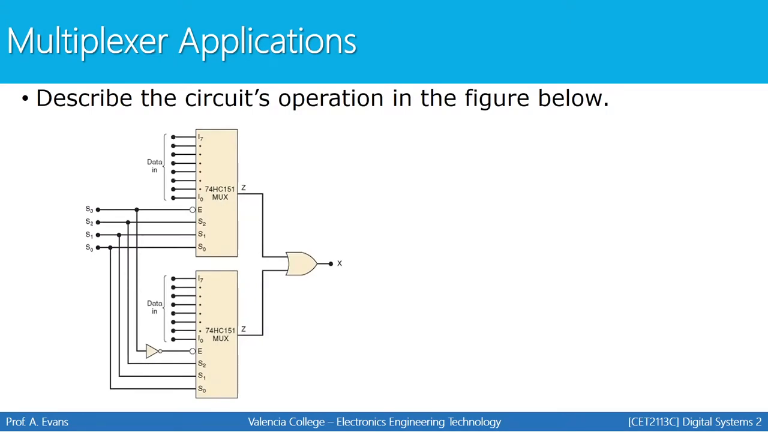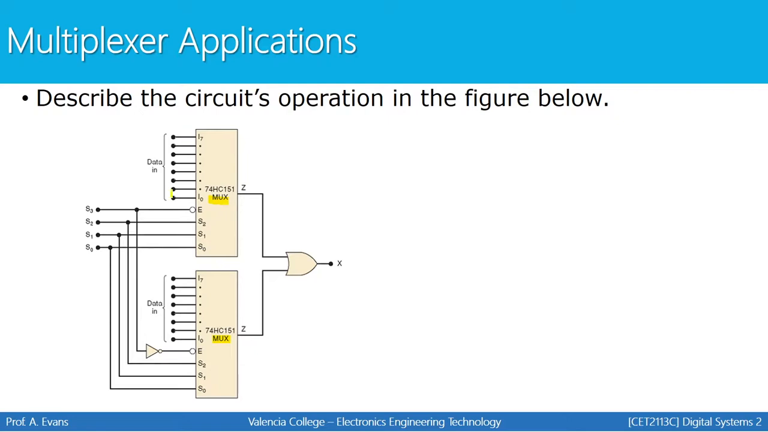So now let's do an example. We're going to describe the circuit's operation below. So I want you to just take a look at it. What do you see? What do you think it does? I'll tell you what I see. I have 2 MUXes. I can see that the output of each MUX is connected to an OR gate.